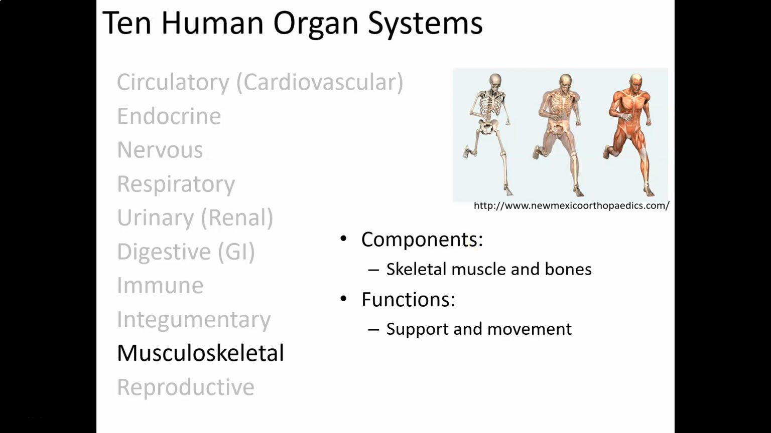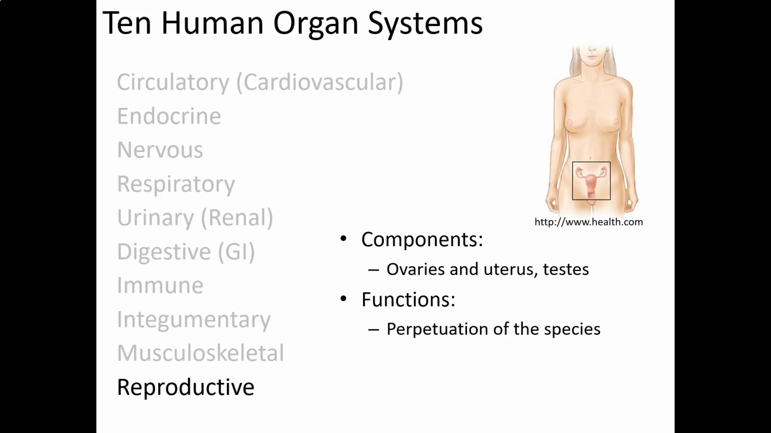And then the last one we're going to talk about very sparingly is the reproductive system. It's made up of the reproductive organs, the ovaries and uterus, primarily in the female, and the testes and penis in the male. The major function of the reproductive system is to perpetuate the species, right? To have offspring and keep the species going. So those are the kind of major overview of this.